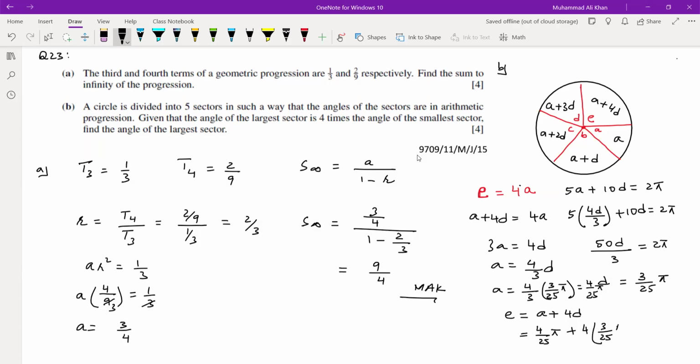What is the final answer? 16/25 pi is the final result. आप इसको डेसिमल में भी लिख सकते हैं और एग्जैक्ट आंसर भी दे सकते हैं. The both are correct. Are you clear?